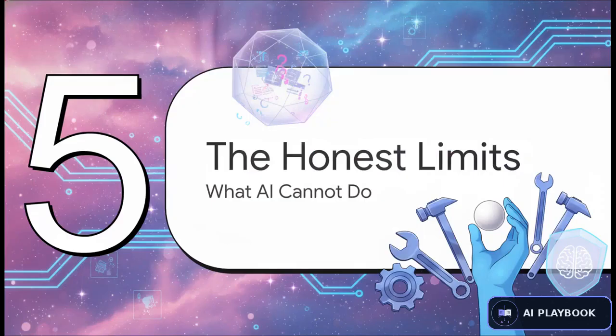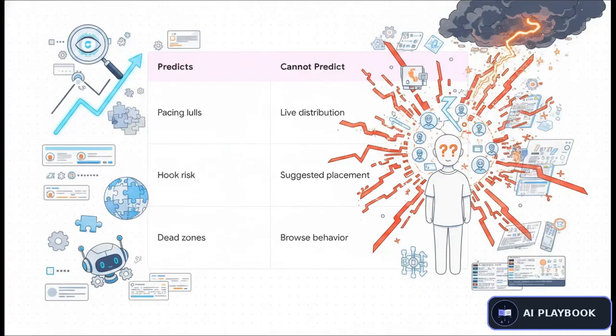Finally, Section 5, the honest limits. Let's talk about what AI can't do. Look, we need to build a realistic picture of this technology. It isn't magic. AI is absolutely fantastic at predicting pacing lulls, hook risks, and dead zones. It dramatically reduces your error rate on pacing, for sure, but it absolutely cannot predict the live algorithm distribution.